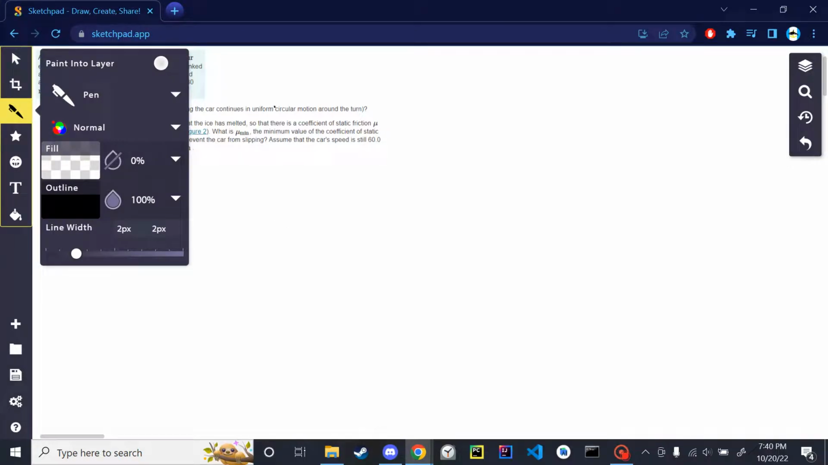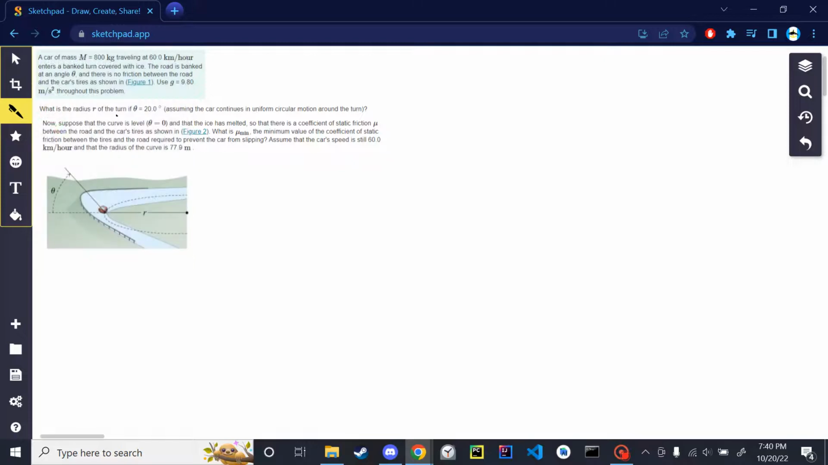So we are trying to find, for the first problem, what is the radius of the turn if the road is banked at 20 degrees? So we need to write down our knowns. We know that our tangent velocity is equal to 16.67 meters per second. It says 60 kilometers per hour. I just plugged it into Google and it spit out the answer in meters per second.